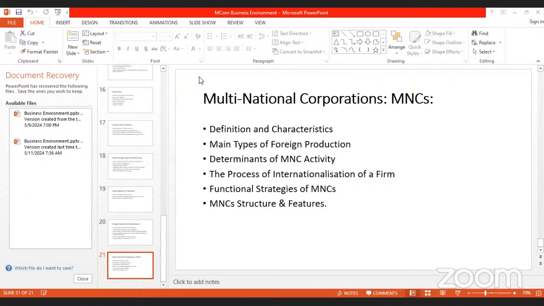Now we have functional strategies of MNCs and MNC structure and features. Give me a minute's time. I'll continue further.